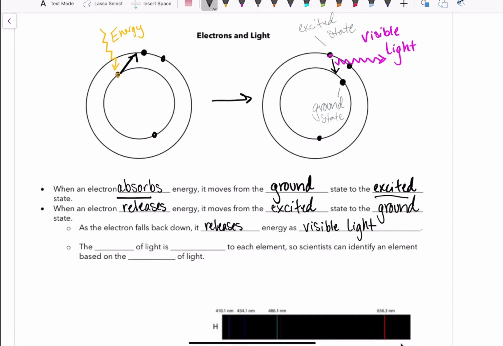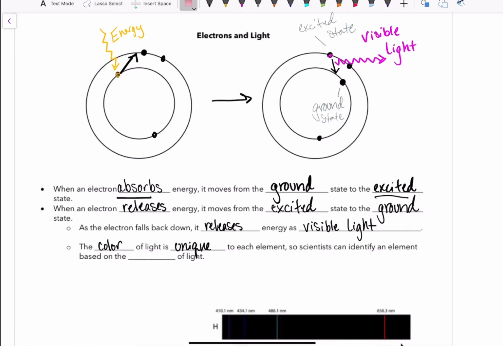And that visible light has a color, and the color of the light is going to be unique to each element. And this is where we can see these two ideas starting to come together, electrons and light. Every single element is unique, and it has a unique number of electrons and a unique way that these electrons are configured. So when these elements get certain amounts of energy added to them, their electrons start to go up to this excited state, and then they fall back down to the ground state, and they are emitting visible light.